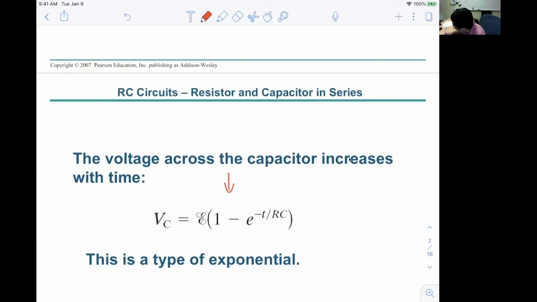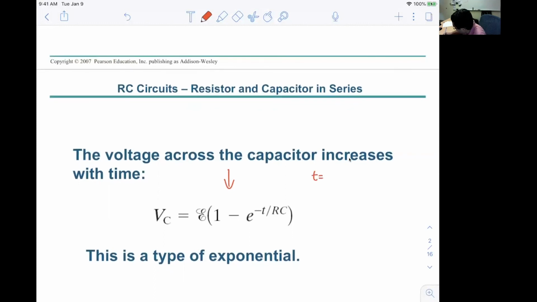And for example, you can look at the processes at time t equals 0, t equals RC, and t equals infinity. For 0, you have epsilon times 1 minus e to the 0. E to the 0 is 1, right? And 1 minus 1 is going to be 0. So VC is 0. That makes sense because at time 0, the capacitance doesn't have any charge.